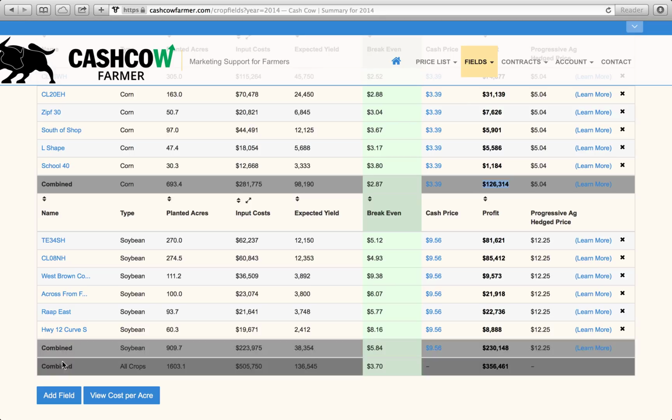And then we've got two combined here. One is for the total of soybean. The other is for your entire farm. Doesn't matter if it's a corn field or a soybean field. It's going to be the total planted acres, total how much you spent on inputs, your total expected yields, your average break even, and then your total profit.